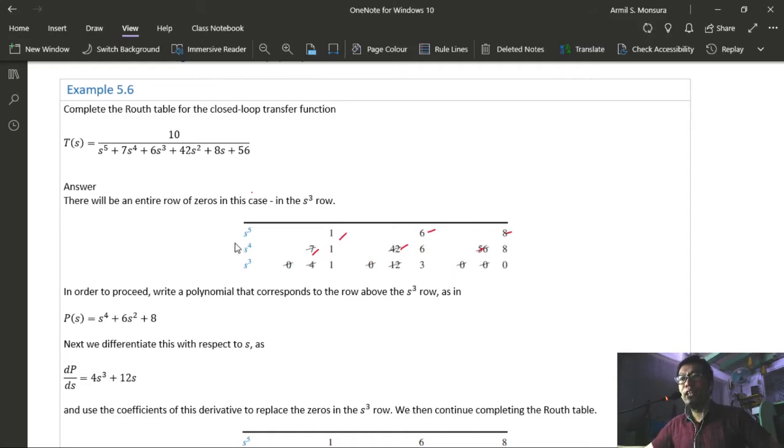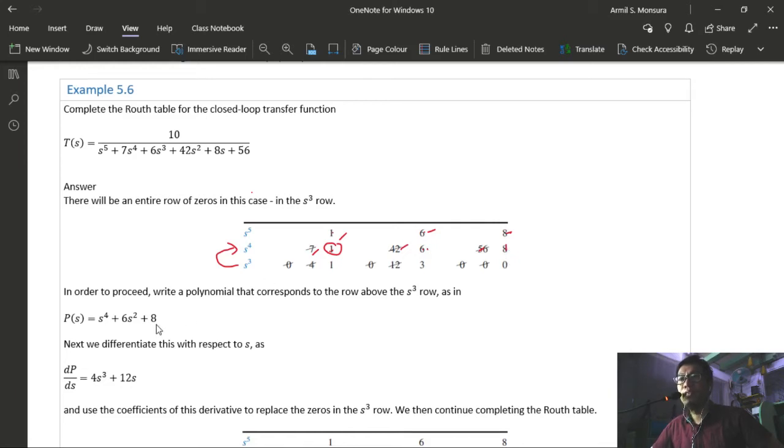What we will do is go back to the preceding row. Then, from there, we form a polynomial. The polynomial from there, we start it here. This is the coefficient of s to the fourth, and then it decreases by two, so it skips a power of s. So if this is s to the fourth, this is s squared, and this is the constant. Likewise here, this is s to the fifth, s cubed, then s. Since the row of concern is the s to the fourth row, this is s to the fourth plus 6s squared plus 8.